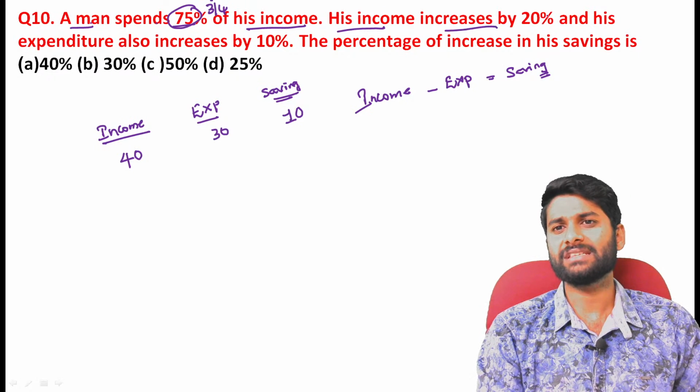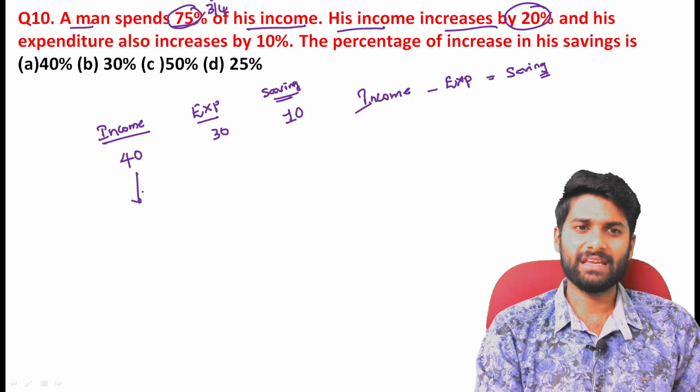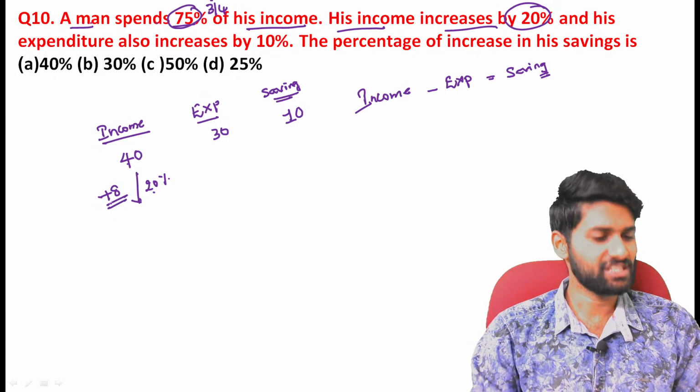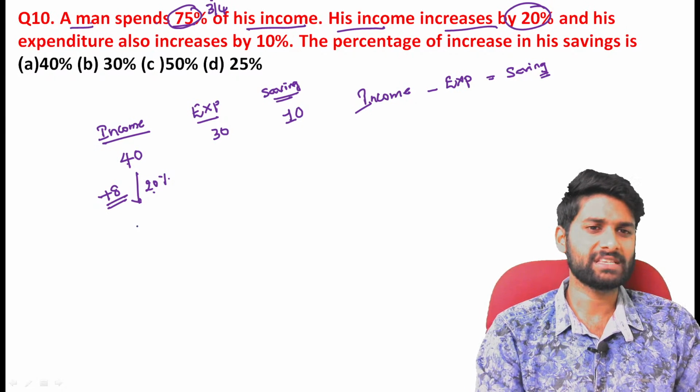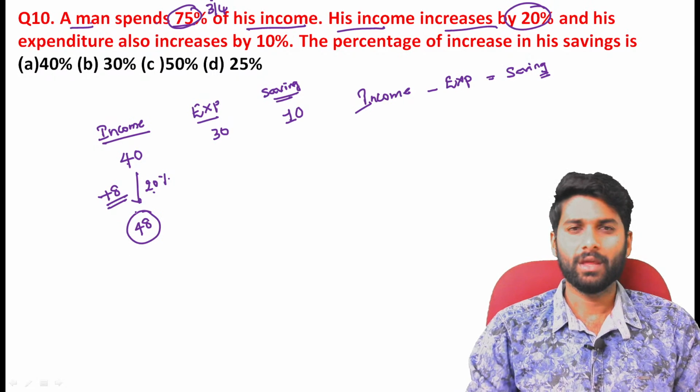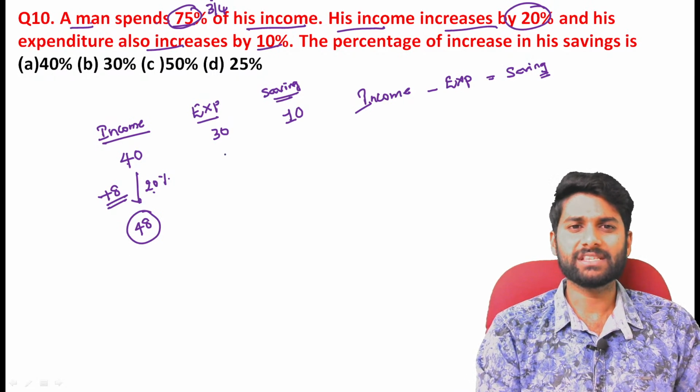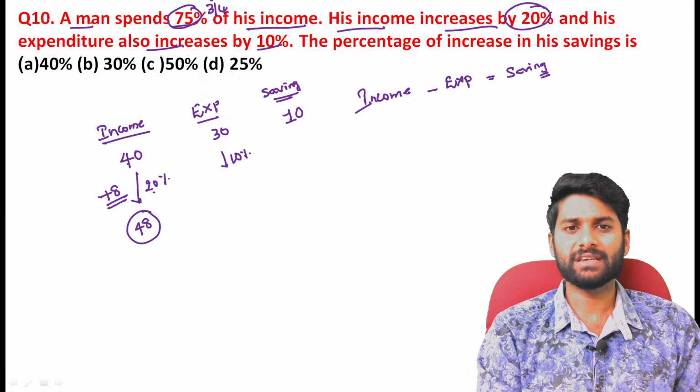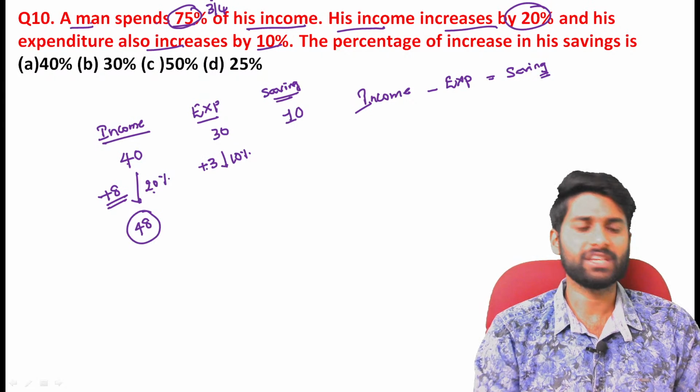His income increases by 20%. Now see, income increases by 20% means 20% of 40, it increases by only 8 quantities. Now the value becomes 48. Now the expenditure also increases by 10%. 10% of 30 means it increases by only 3 quantities. Now the value becomes 33.